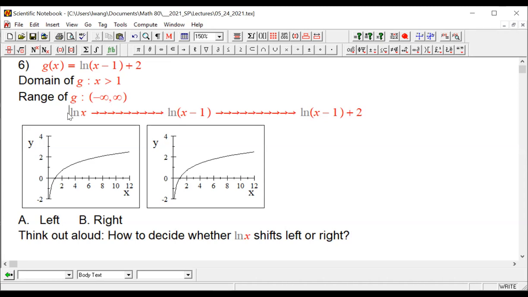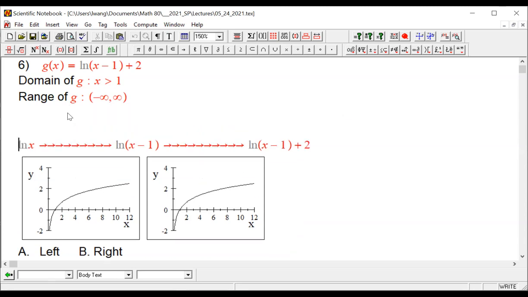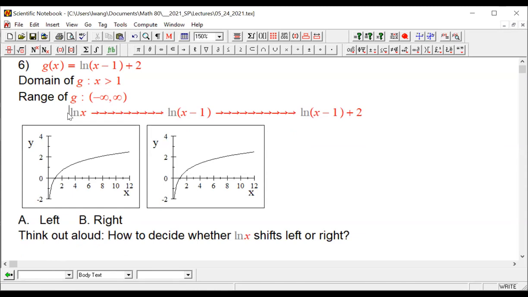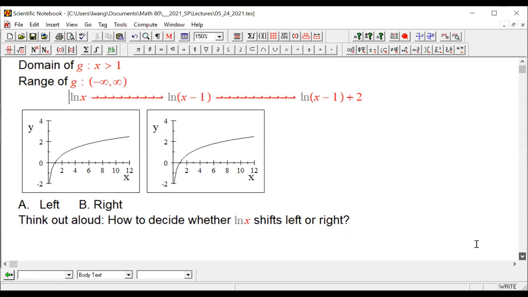Because the whole thing is shifting left and right, we anticipate the range is going to be from negative infinity to positive infinity, right? ln x has a range from negative infinity to positive infinity. One of the things you can do, and I'm not saying this is the only thing you can do, is that you take ln x, and then you also take ln x minus 1.